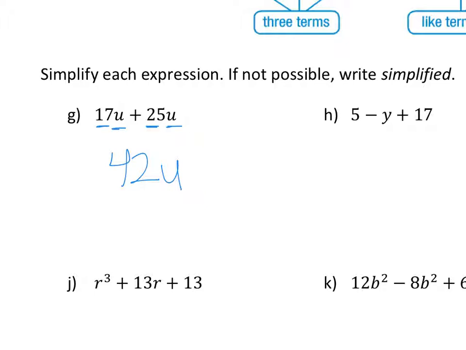Letter H, 5 minus y plus 17. Now I have a term in the middle here that's y, and I have no other terms that have y's. However, I have no variable with the 5 and no variable with the positive 17. Those are constants. I can combine those. 5 plus 17 is 22. I can't do anything with this middle term, so I'm simply going to bring it down. So H simplifies to 22 minus y.